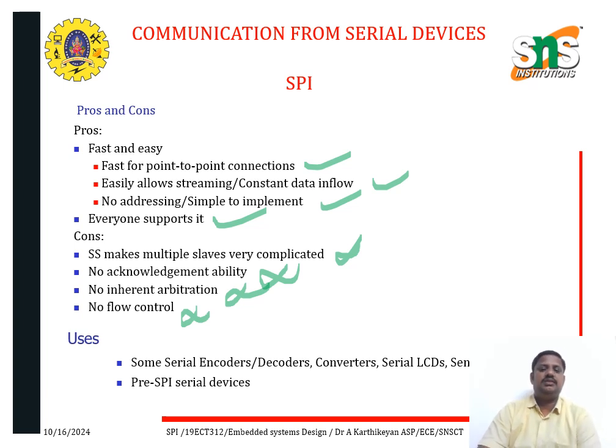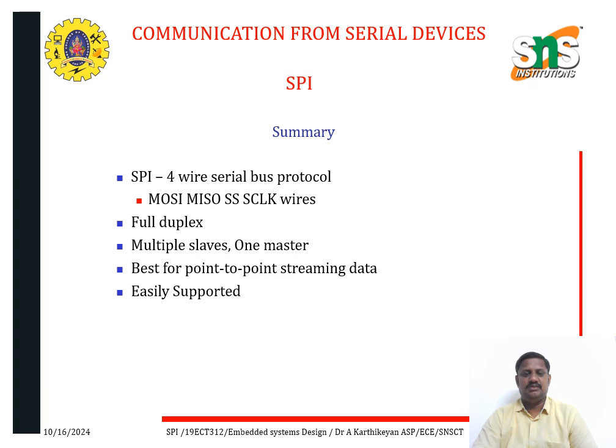Main uses: it is used for serial communication, and to send information from encoder to decoder converters. That is the summary of SPI.